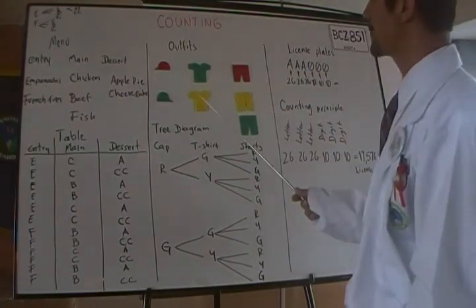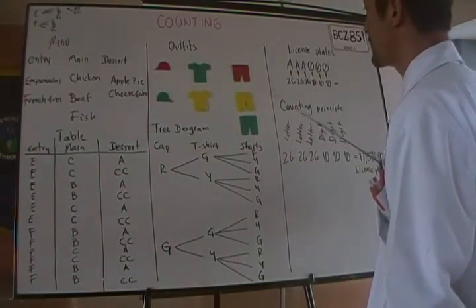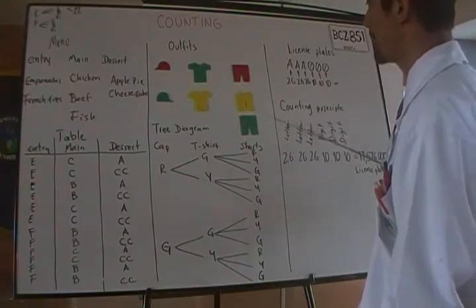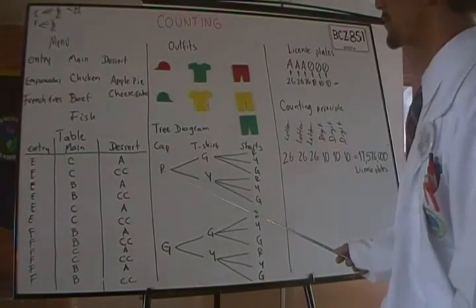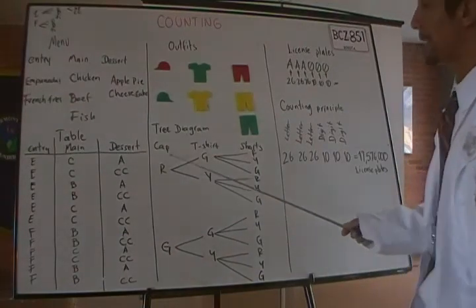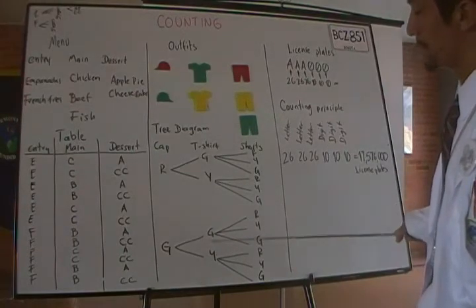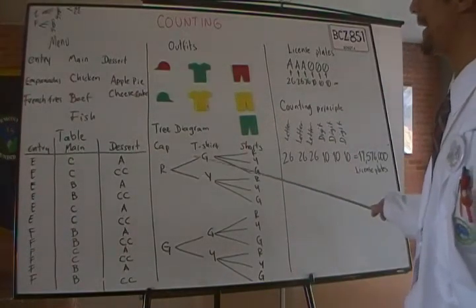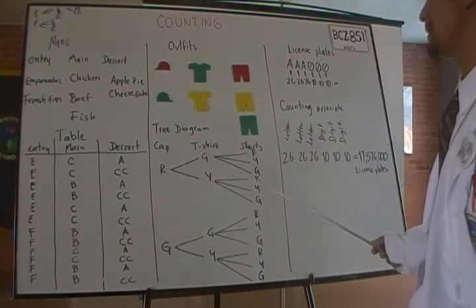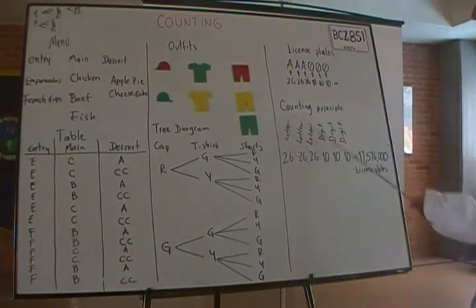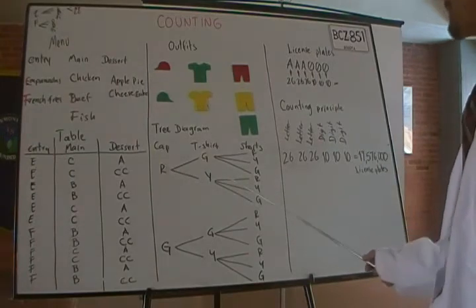And suppose I select red cap, green t-shirt, I have 3 possible combinations for shorts: red, yellow, and green. So here I'm organizing the 2 possibilities for cap. Every time I select a cap, I have 2 possibilities for t-shirt. And every time I select a cap and a t-shirt, I have 3 possibilities for shorts. So here we have 12 combinations. 2 times 2, 4, times 3, 12.